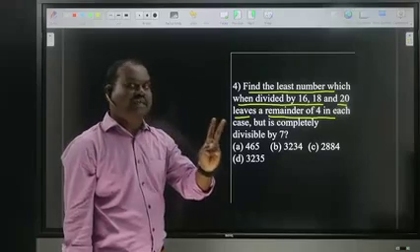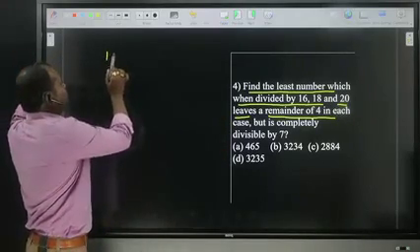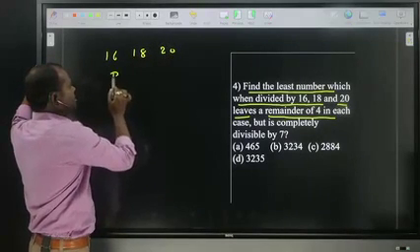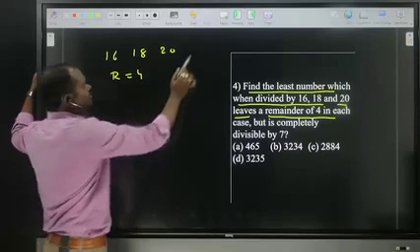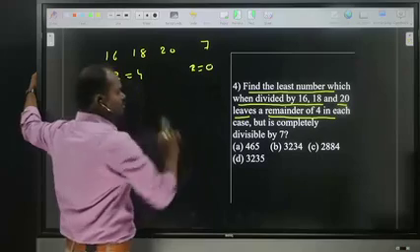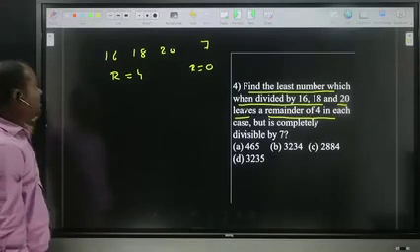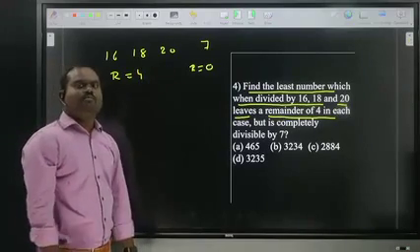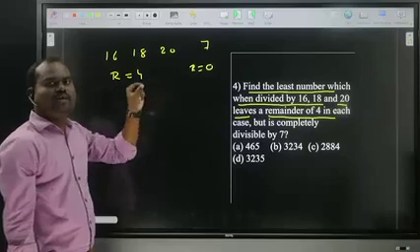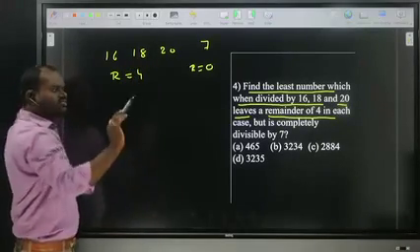Here two conditions are there. By dividing with 16, 18, 20, we require remainder 4. By dividing with 7, there is no remainder, which means remainder should be 0. Completely divisible by 7 means we require remainder 0. Two conditions. Okay na? If only the first condition is there, how to approach? LCM plus remainder. As per the first condition, just LCM plus remainder.